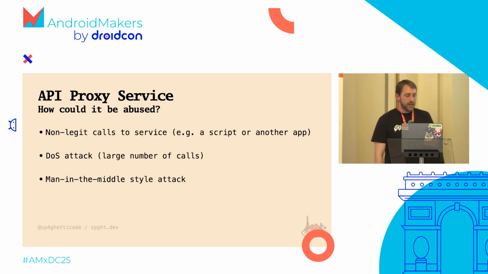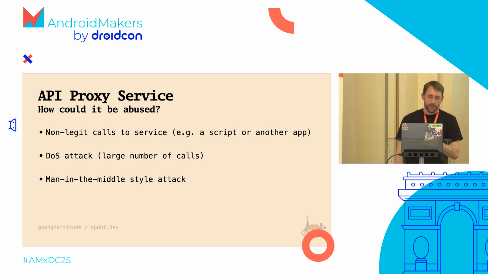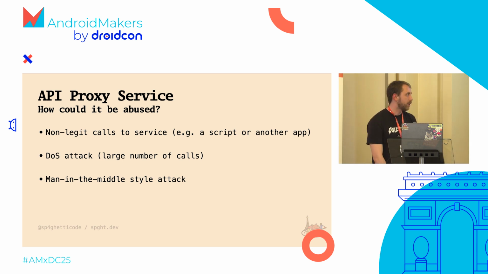One such way is having non-legit calls to the service. You could basically automate it. So if an attacker finds out you have this proxy service, you've got to make sure it's an authenticated call or there's some level of security there. Otherwise, you can just script it, or you can just hijack it to basically reuse the third-party API however you want.